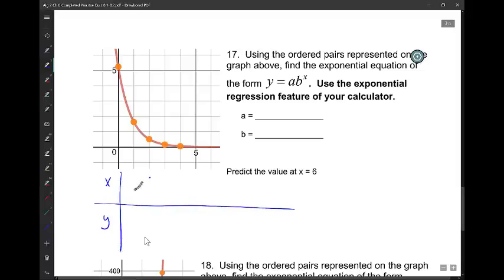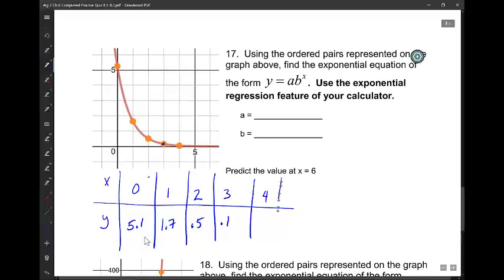Our first value, I would say, is x equals 0 and y equals 5.1. My second value, I would say x equals 1 and y equals 1.7. X equals 2, I would say y equals 0.5. X equals 3, right here, just a little bit off, I'm going to say y equals 0.1. X equals 4, I'm going to say y equals 0.05.